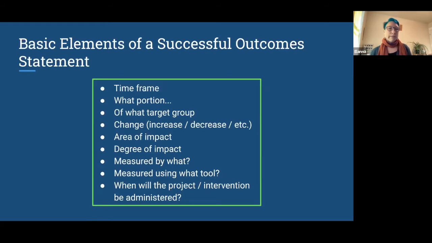What's everything being measured by? So what are the tools that you're using to measure the impact and measure the outcome? And when will the project or intervention be administered? So when you can come closer to answering these questions, then you're much closer to having a successful outcome statement. And it might take some collaborative discussions within your group or your organization to understand answers to all of these questions.